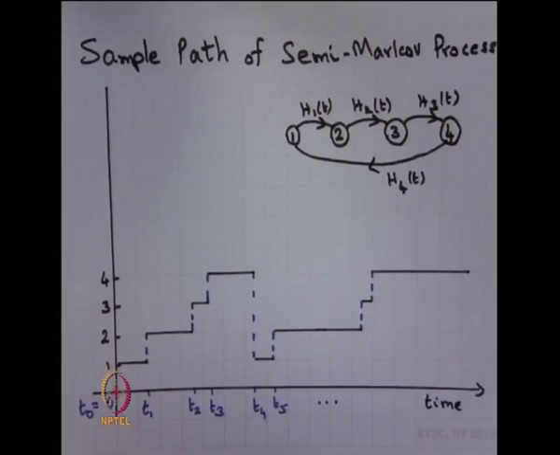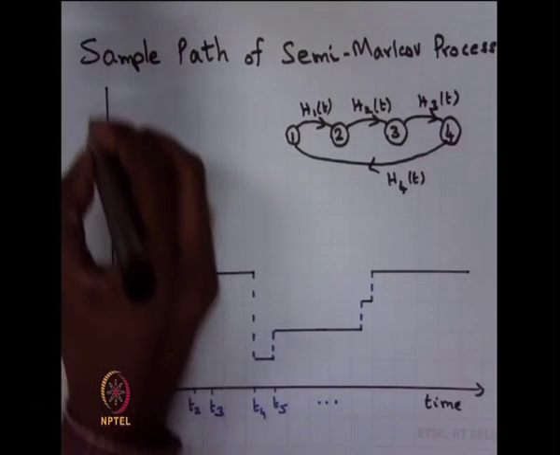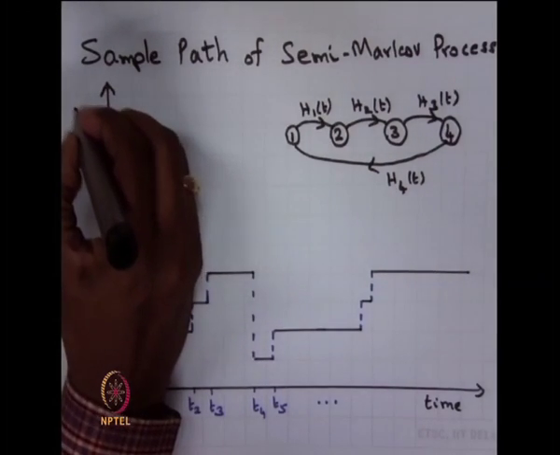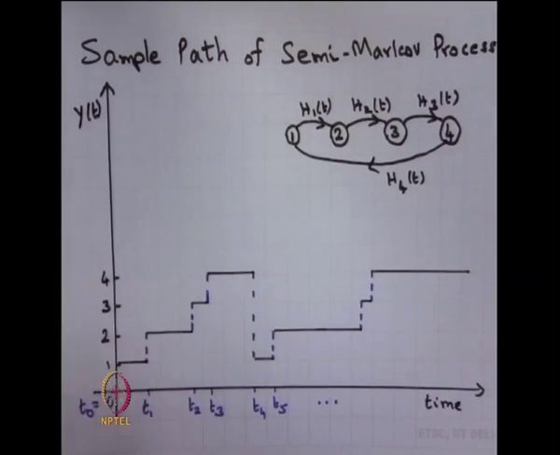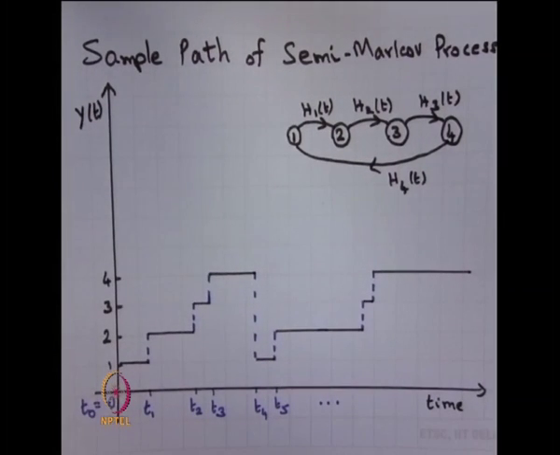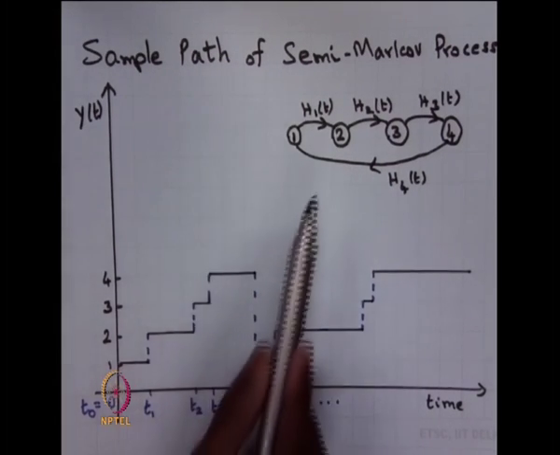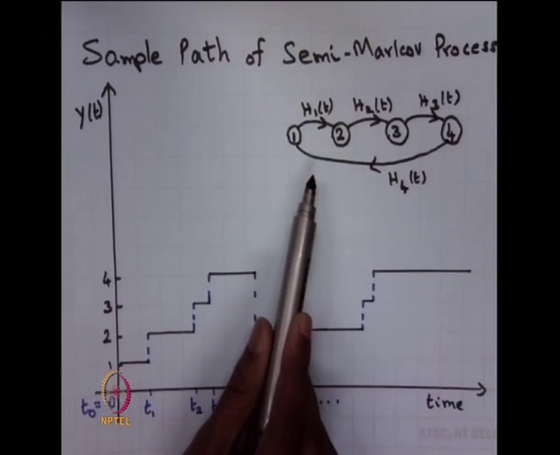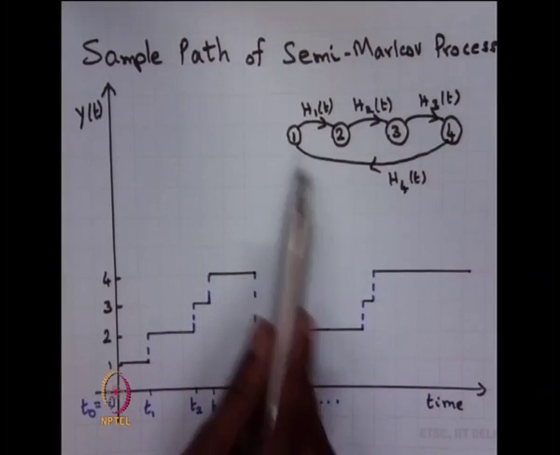Consider this sample path of a semi-Markov process. The corresponding Y of t is on the y-axis, and the time is on the x-axis. The corresponding stochastic process has the 4 states. Omega is 1, 2, 3, 4.